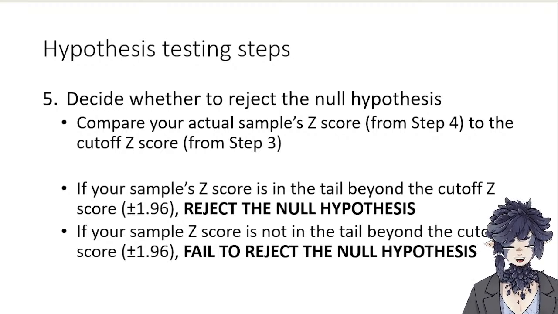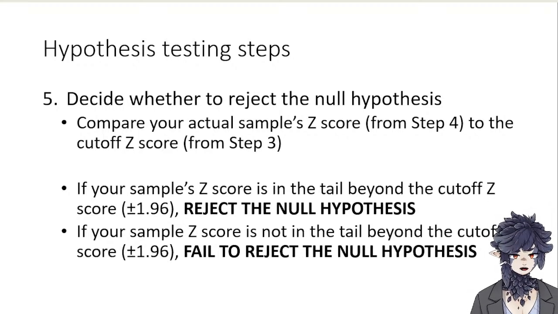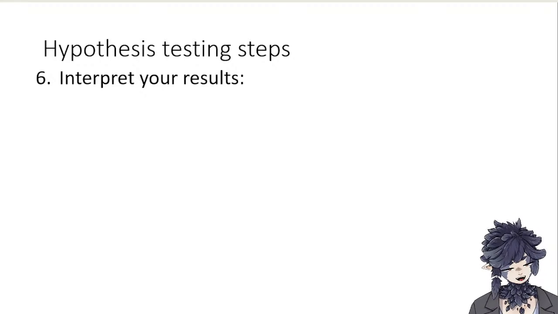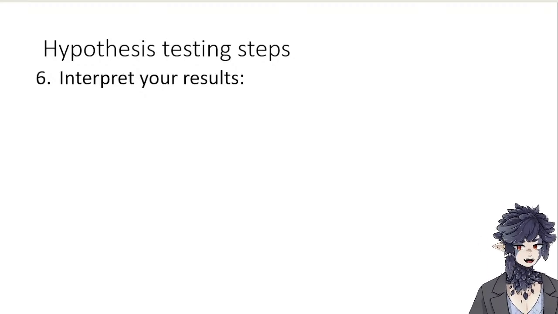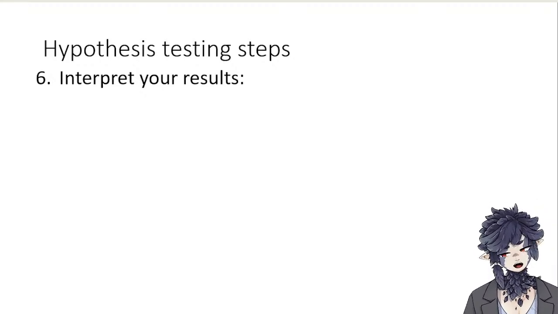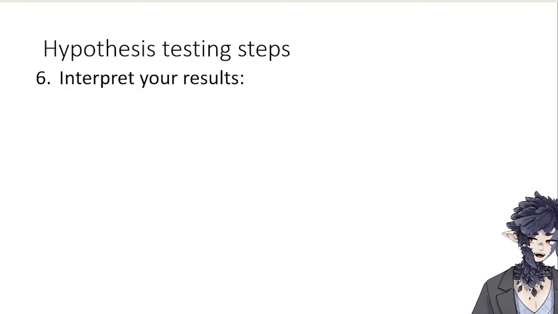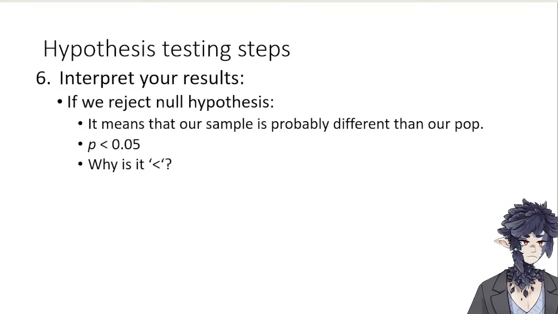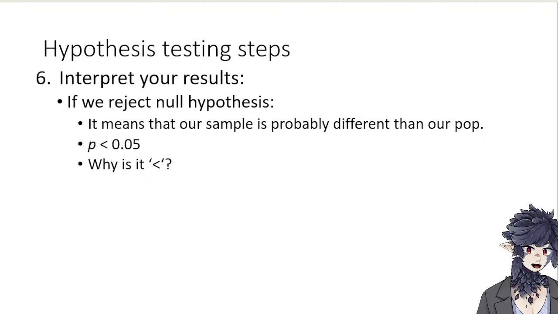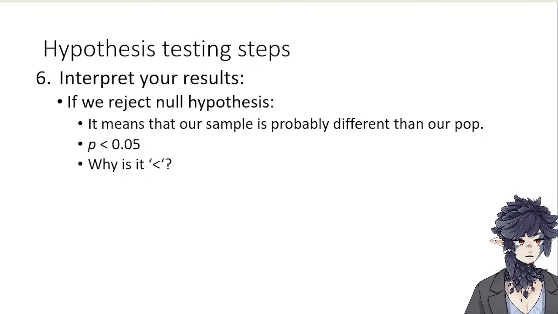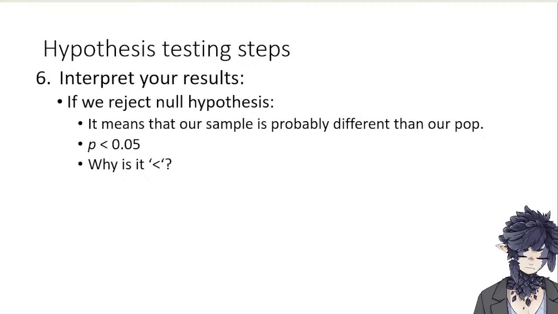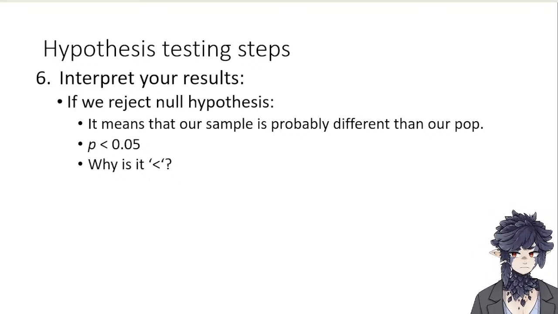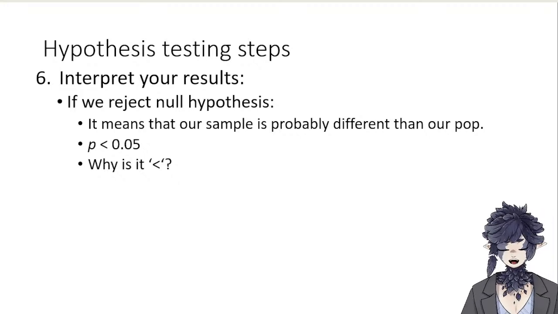Okay, so that's step 5. You determine whether to reject or fail to reject the null. And then step 6, this is the most important step as far as I'm concerned. Numbers mean nothing on their own. You need to interpret your results. What does it mean that you conclude there was a difference? What does it mean that you rejected the null? So if we reject our null hypothesis, that means our sample was probably statistically different from our population. The shonen manga probably is longer than manga in general.